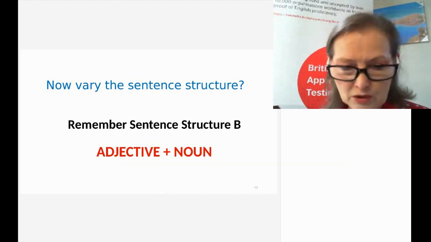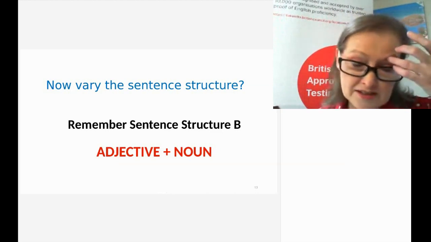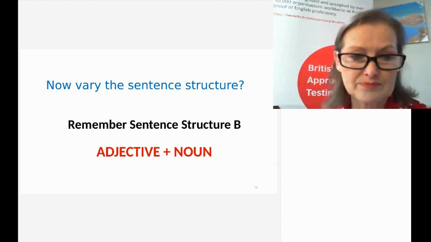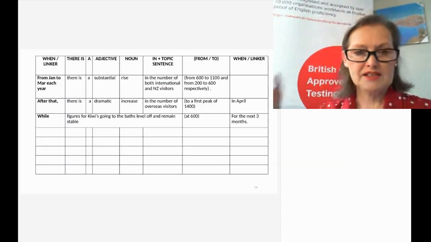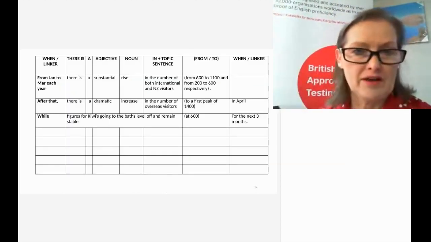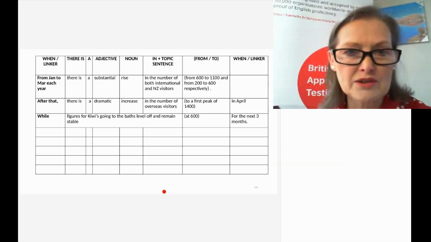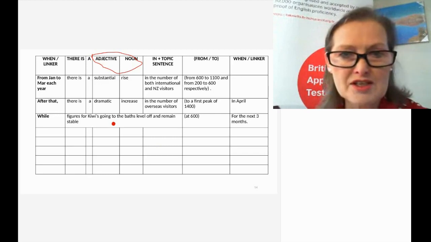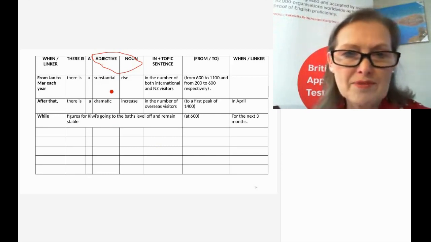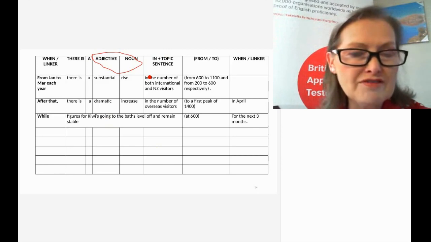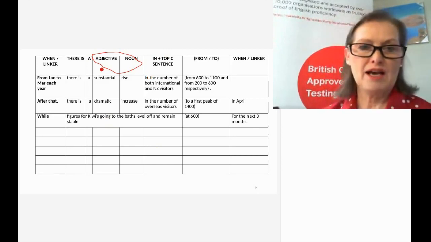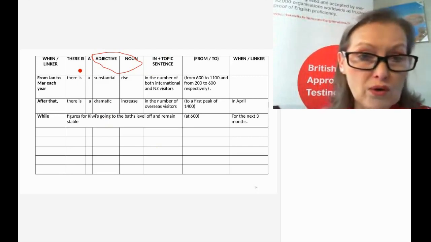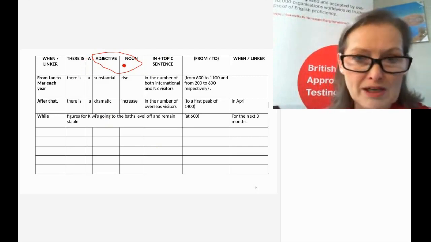So let's have a look. We can actually write most of those sentences, not all of them, but most of them, using adjective plus noun. Let's have a look at what that looks like. If you have a look right up here, there's my adjective plus noun. And now what happens is my topic sentence ends up coming after my adjective noun rather than before my verb plus adverb.